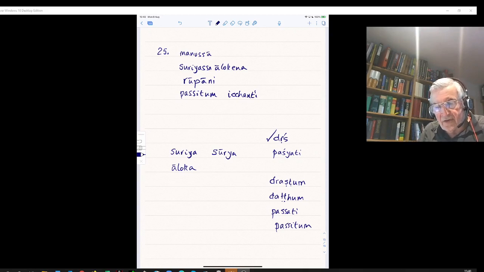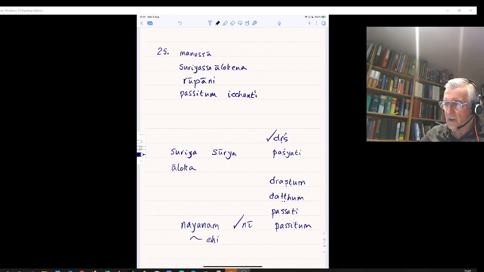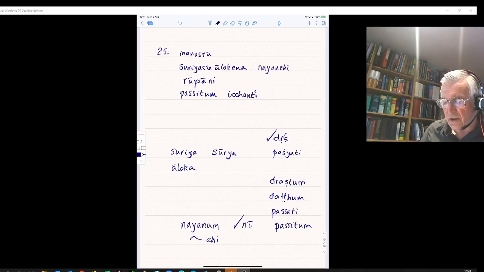With their eyes. So nayana, it's a neuter noun, so the nominative nayanam, comes from root ni, meaning to lead. So the eyes are the things that lead, your guides, your leaders. Instrumental plural, so nayanehi, with the eyes. So manusa suriyassa alokena nayanehi rupani passitum icchanti.